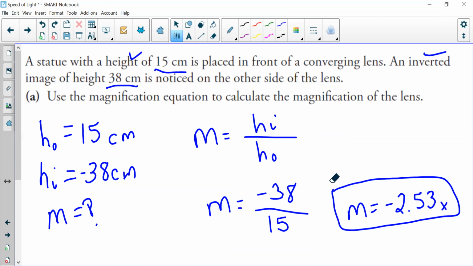What does the negative tell me about the image? It's inverted. It's inverted, good. And the word question tells me it's inverted. And if you look at the numbers, was the image magnified bigger or smaller than the object? Smaller. The object is 15, the image is 38. So is the image bigger, smaller, or the same size as the object? Bigger. Bigger, good, because 38 is bigger than 15. The negative just means it's upside down.